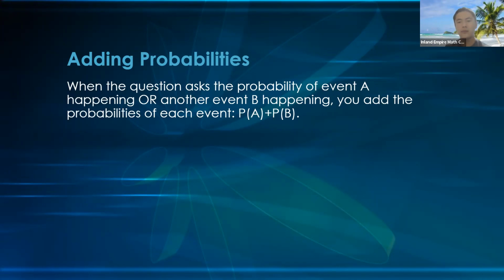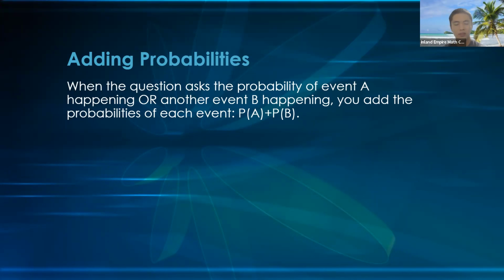It simply means the probability of A happening and the probability of B happening. So this concept should be pretty intuitive. It's like, what is the chance of me eating a fruit? What is the chance of me eating an apple or a banana?